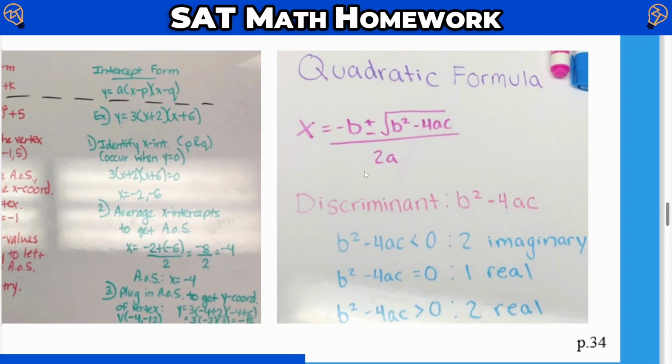But the one that I like better is actually kind of like the ice cream truck song. X equals negative b plus or minus the square root b squared minus 4ac all over 2a.